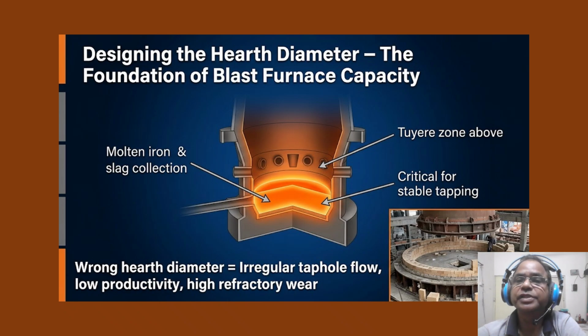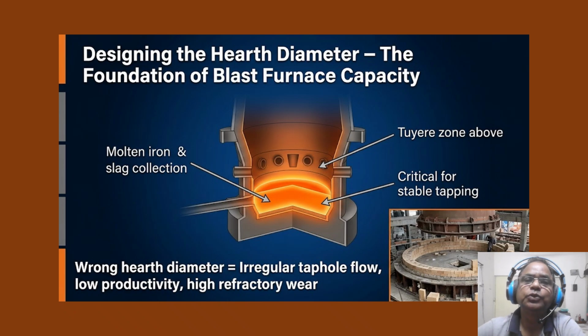This slide introduces the heart of the furnace design, the hearth. It's the zone where the molten iron and slag collect, directly below the tier level. A wrong hearth diameter leads to irregular tap flow, low productivity, and accelerated refractory wear. The tier zone above must feed the hearth uniformly to ensure stable tapping and consistent metal flow. Remember, the hearth is not just a container, it's the foundation of the furnace capacity and longevity.